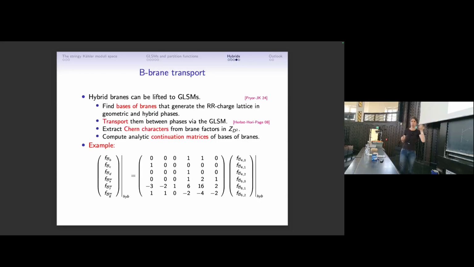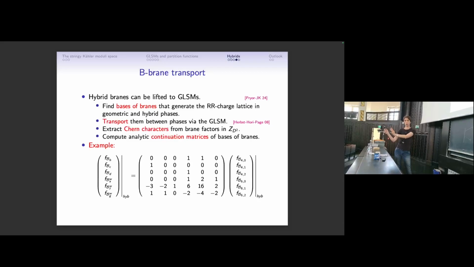So we take the general structure for granted, and guess that this brane factor reduced to the phase is actually the Chern character of the brane. And then we are in business because we can decide what is a basis of branes, because we have the charge lattice that we can get out of it. And we can also, thanks to Herbst, Hori, and Page, make a connection between geometric branes and these new hybrid branes. So basically what we did is we constructed a basis of geometric branes, used Herbst, Hori, and Page and the hemisphere partition function to transport that to the hybrid phase, and evaluated the brane factors which we identified with the Chern characters.